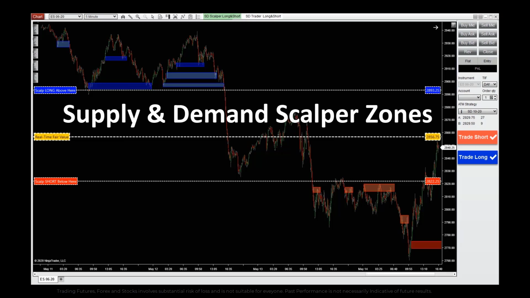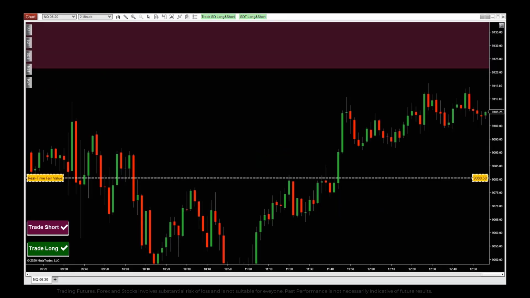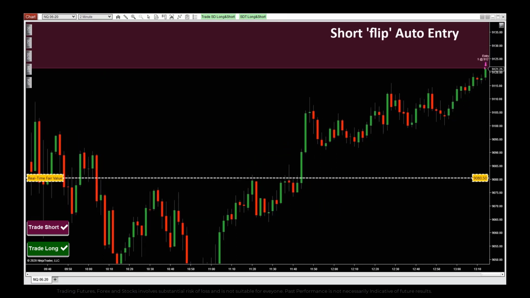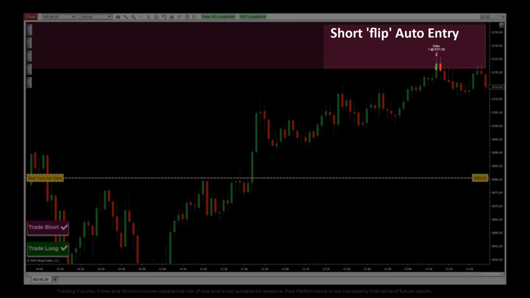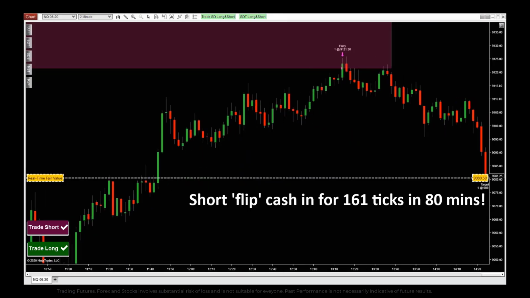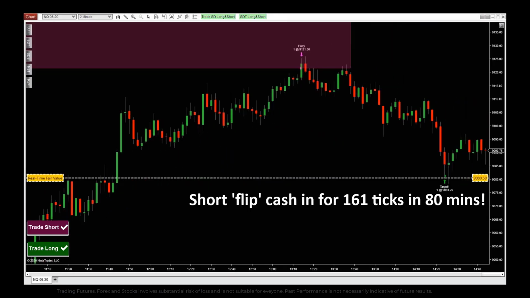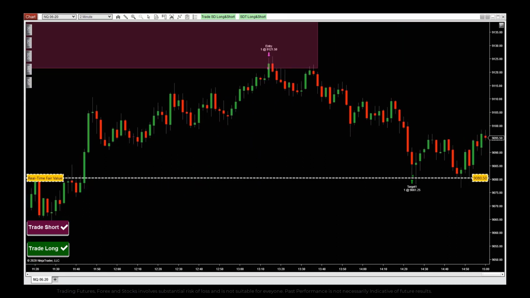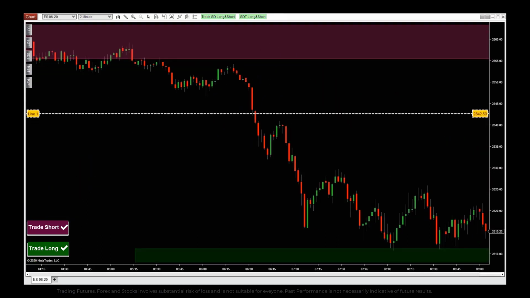Okay, now let me show you how it helps you find those undervalued and overvalued contracts to flip faster, enter your trades at crucial supply and demand zones earlier, and exit with 30 to 300 tick winners way more often. Just like it did for us here in the NASDAQ on this 2-minute chart, where we sold an expensive overvalued contract short from right here for a 161 tick flip and $805 in profits per contract in 80 minutes.